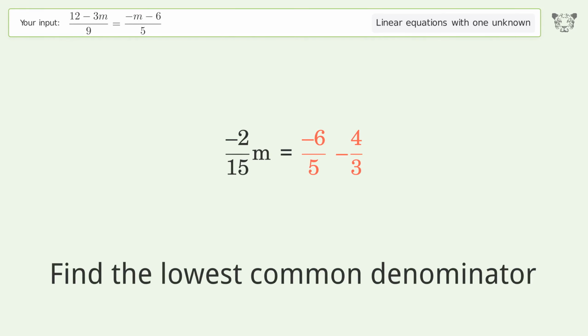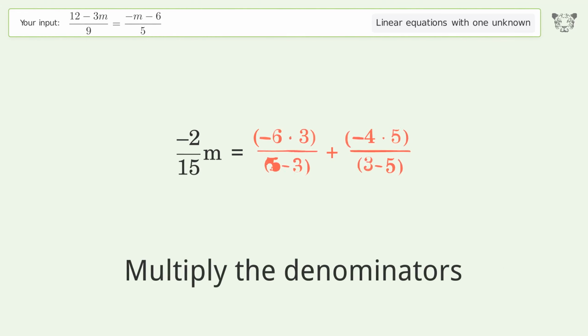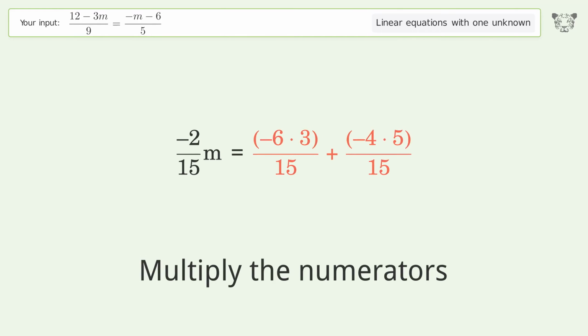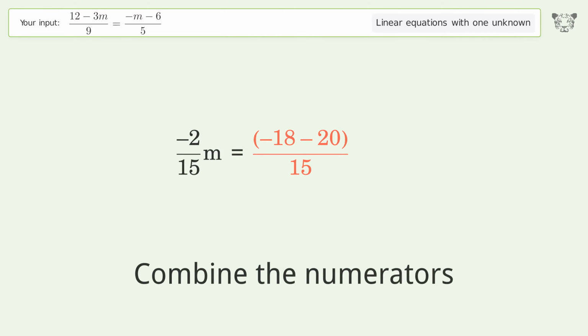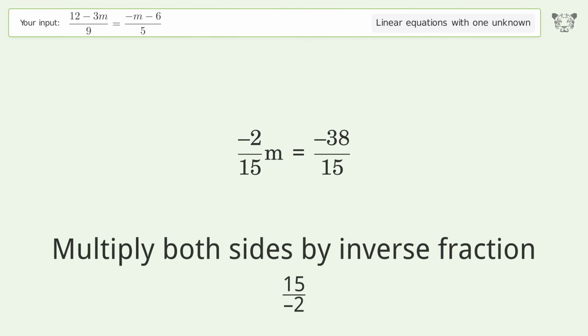Find the lowest common denominator. Multiply the denominators. Multiply the numerators. Combine the fractions. Combine the numerators. Isolate the s. Multiply both sides by inverse fraction 15/-2.